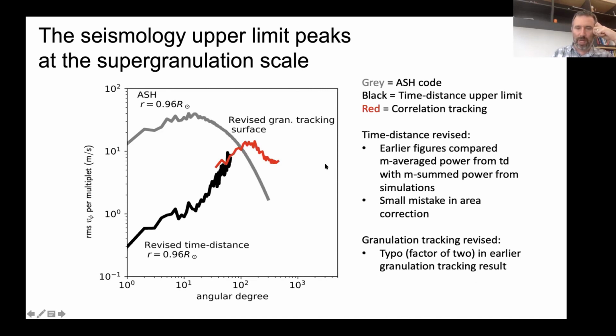This figure might look a little different than ones you've seen before, and it's just about fixing a few little bugs. This curve now is showing M summed power rather than M averaged power. But at this level of detail, it's not so important. The point is that you get some estimate from time distance helioseismology. And you can think about this as an upper limit.